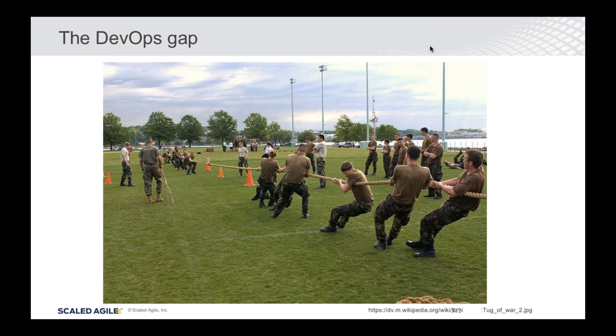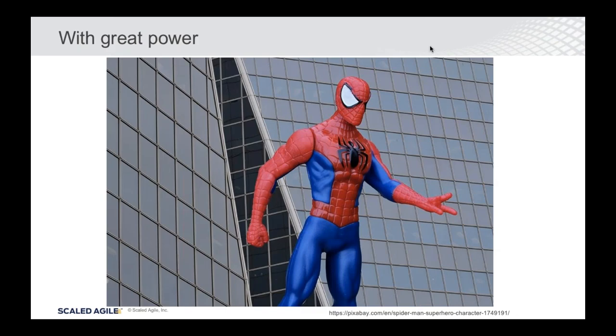We need to understand that if we want to deliver value faster, we have to get everybody across the flow of value, across the value stream, to come around a single table and work together for a common goal. And I mean, we all know this concept from Spider-Man: with great power comes great responsibility.